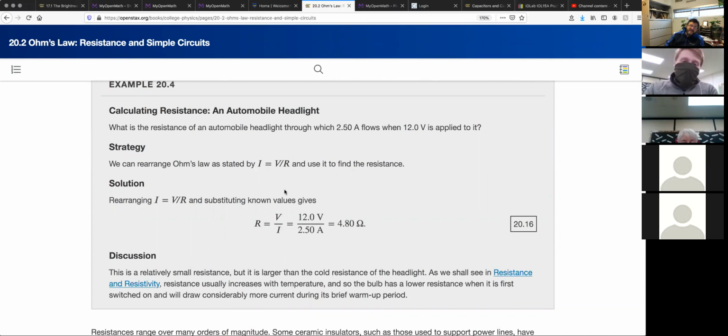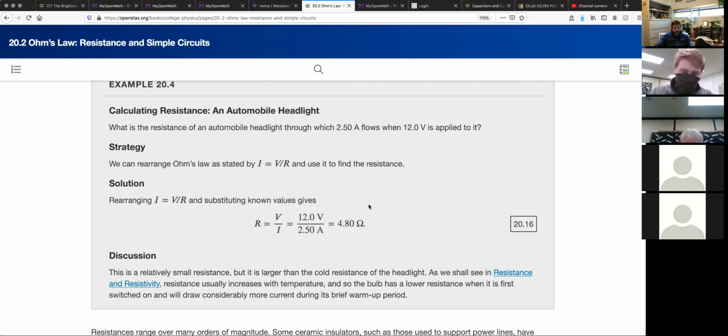And we rearrange this to calculate the resistance. So we rearrange to find the resistance. That equals V over I now. So the resistance is 12 over 2.5, which turns out to be 4.8 ohms of resistance, which is a very small resistance. Anything under like 100 ohms is considered a pretty small resistance. 4.8 is pretty typical for a light bulb.